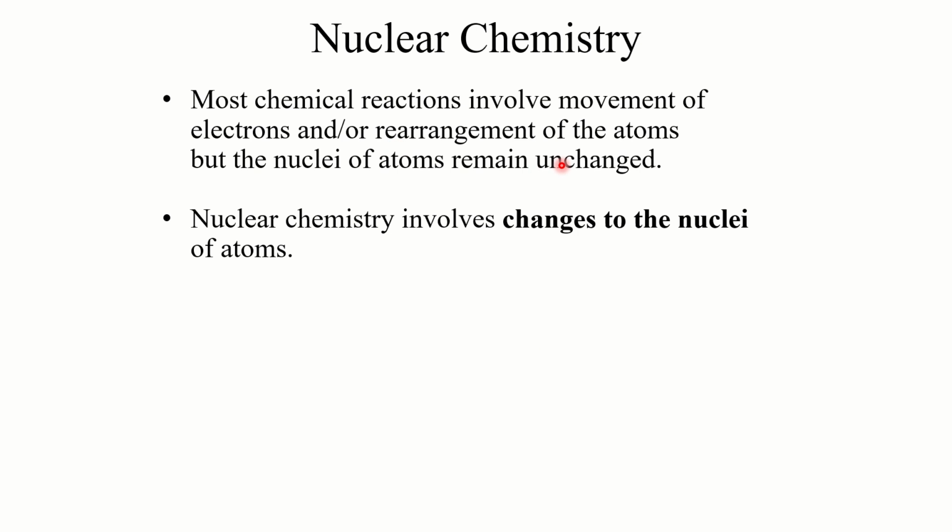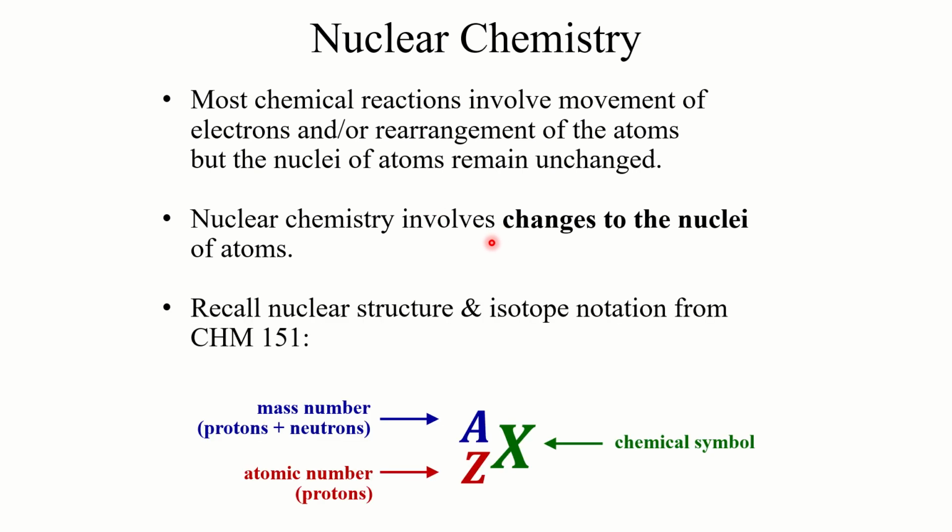Most chemical reactions involve the movement of electrons and/or a rearrangement of atoms, but the nuclei of the atoms remain unchanged. In fact, one of the first things you probably learned in General Chemistry 1 is that reactions just involve the rearrangement of electrons, but the nuclei shouldn't change. However, in nuclear chemistry, we're going to see that some of these reactions do in fact involve changes to the nuclei of the atoms. So first, I want to remind you about nuclear structure and isotope notation from Gen Chem 1.